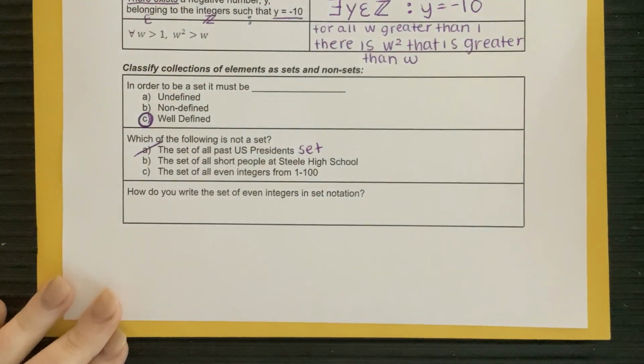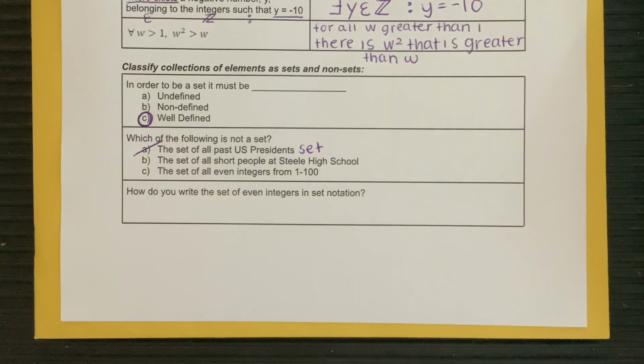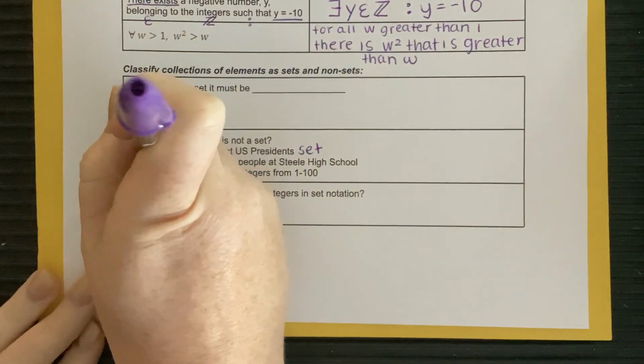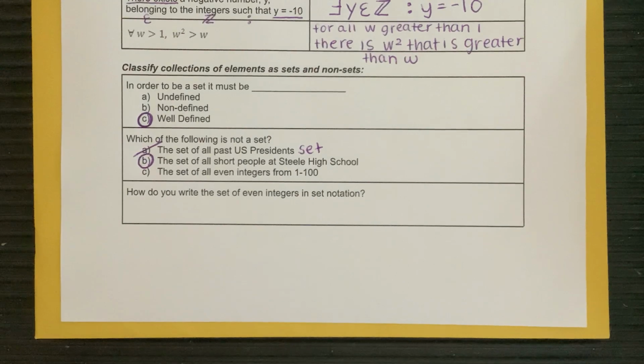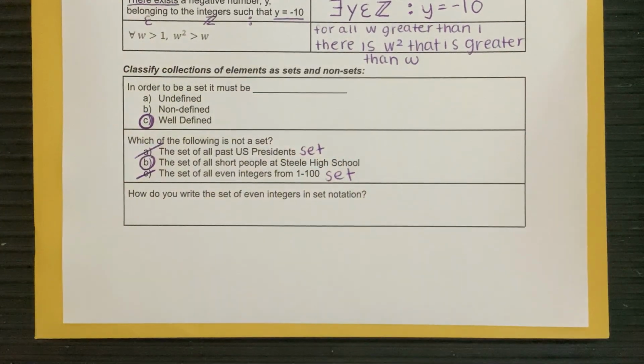Can't be that. Next one, the set of all short people at Steele High School. Okay, so that is vague because to me, short might be one thing and to you, short might mean another thing. Maybe I think that short's under 5'6" and you think that short is under 5 foot. So this is not well defined. So this one would not be a set. Just looking at C, the set of all even integers from 1 to 10, 2, 4, 6, 8, 10, they're again, set in stone. It either is an even integer or it's not an even integer. There's no in between. So this one also would be a set.